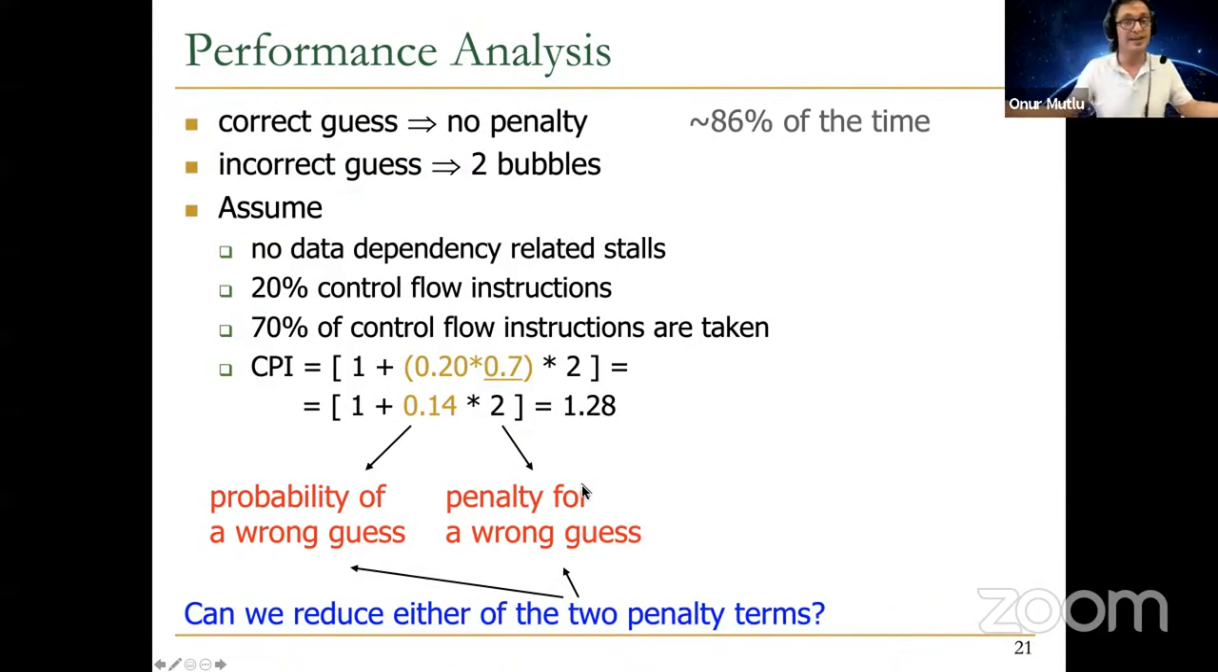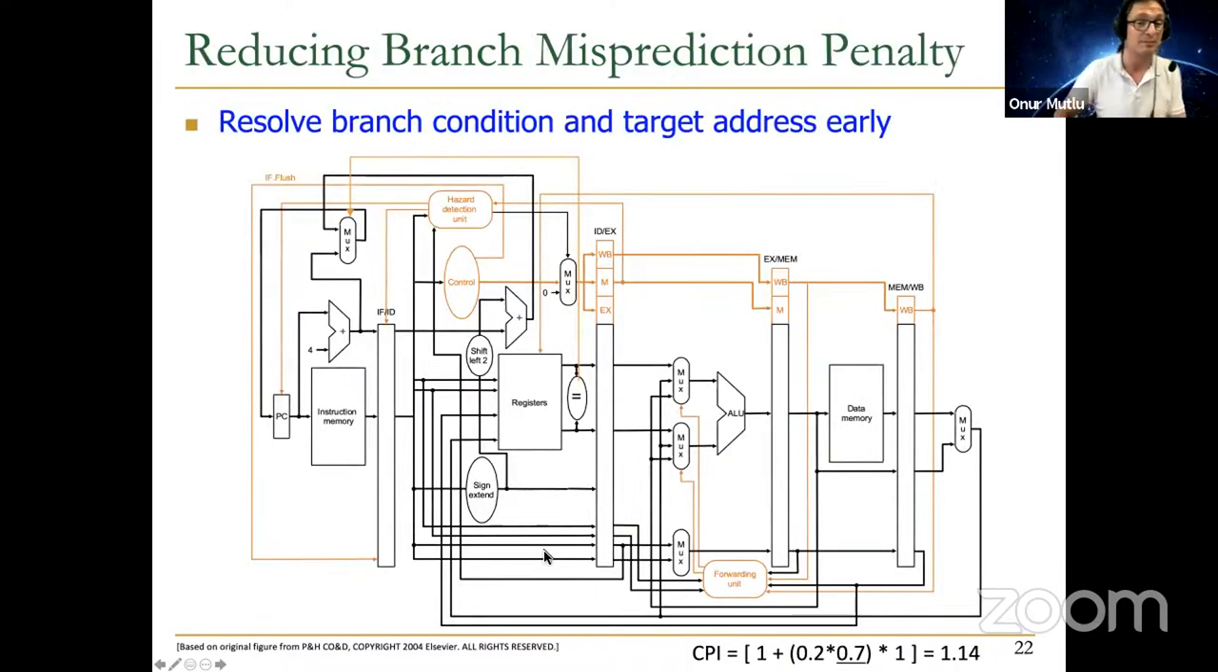So there are two ways we can make branches less costly. Make branch prediction better, increase our accuracy in the guess, or reduce the branch misprediction penalty. And we've already seen ways of reducing the branch misprediction penalty, right? If you remember the pipeline, we want to resolve the branch condition and target address early, as opposed to resolving it here. We resolved it here. But if you can resolve it here, that's even better potentially, right? And that was the idea over here.